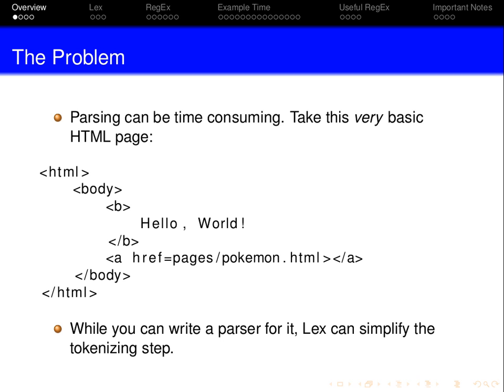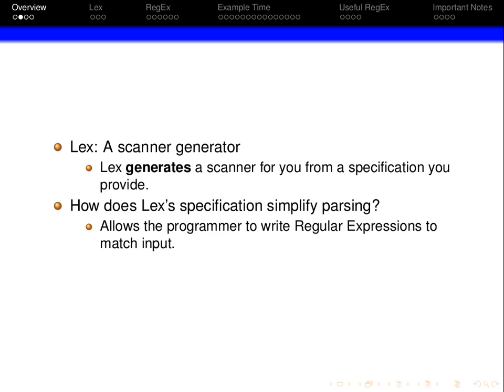All right, so the problem: parsing can be time consuming. For example, take this very basic HTML page. Sometimes I get a lot of comments saying that this takes too long to parse, at least a general one. Did y'all find that to be the case, or was it not too much? Oh, good. It went really fast? Okay, great. Well, good. Then maybe we won't need to do this. While you can write a parser for it, Lex can at least simplify the tokenizing step, which is the first step to parsing. And we'll get into exactly what all that is later.